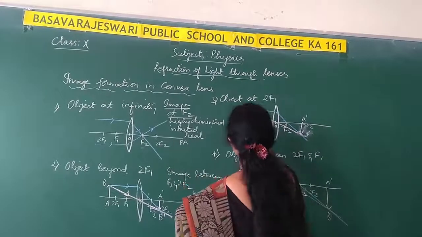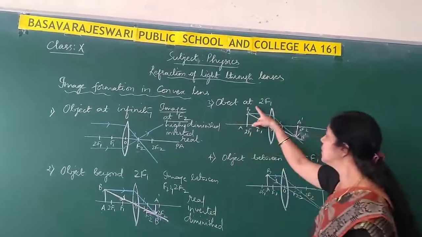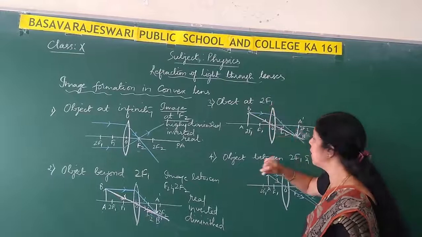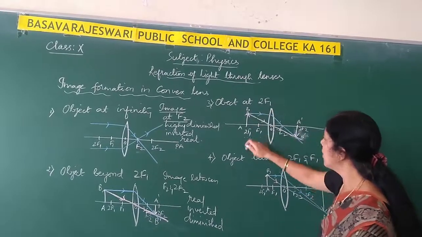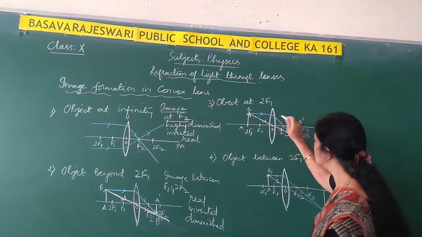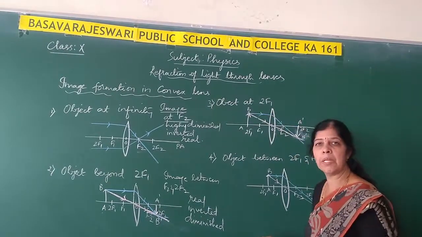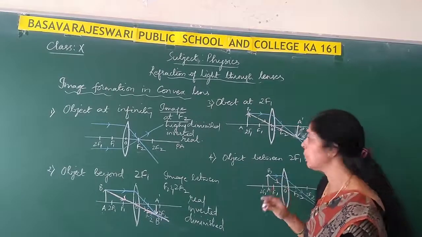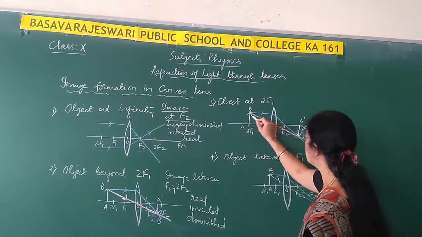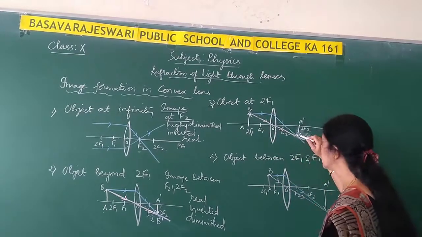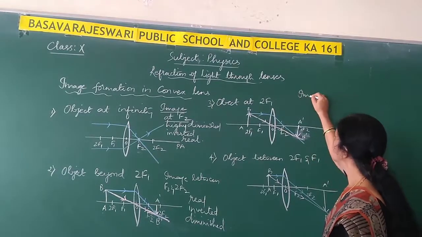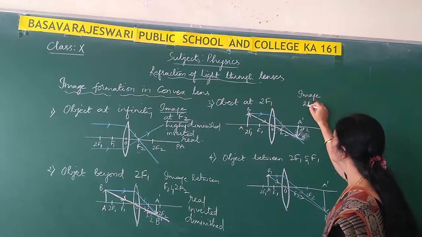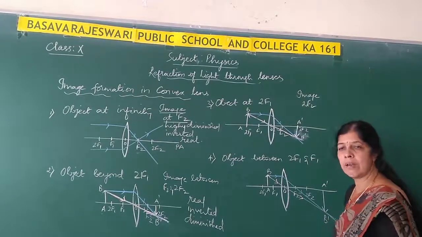Now coming to the third case, the object is considered at 2F1. Here again I have considered the linear object AB at 2F1. Again consider two rays, which I have shown in blue and pink colors to distinguish between them. After refraction, these light rays meet at 2F2. So where will the image be formed? The image will be formed at 2F2. What are the characteristics of the image?